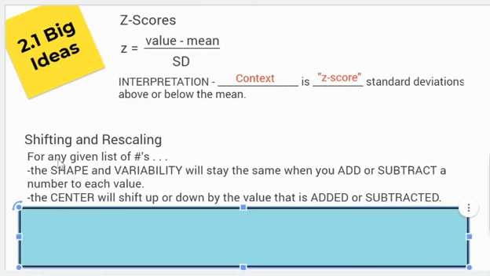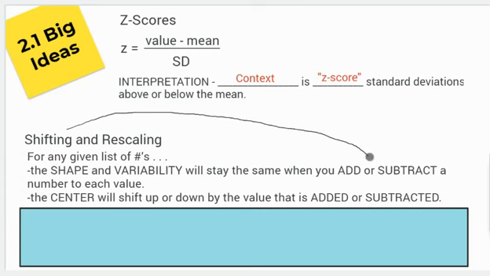Well, that right there, all of this is shifting. Addition and subtraction is shifting. I'll draw a little arrow here. So this right here, adding and subtracting, we're talking about shifting.